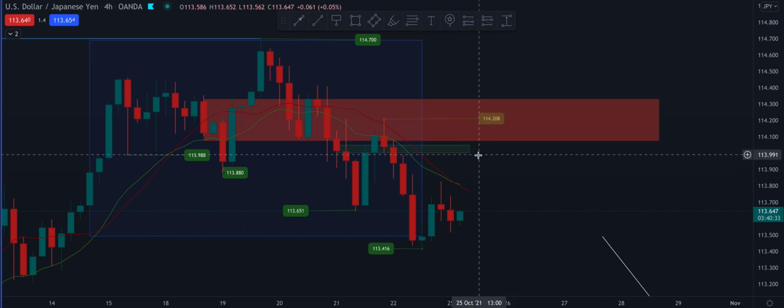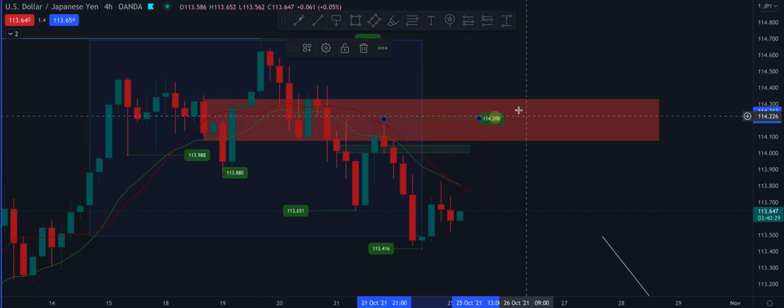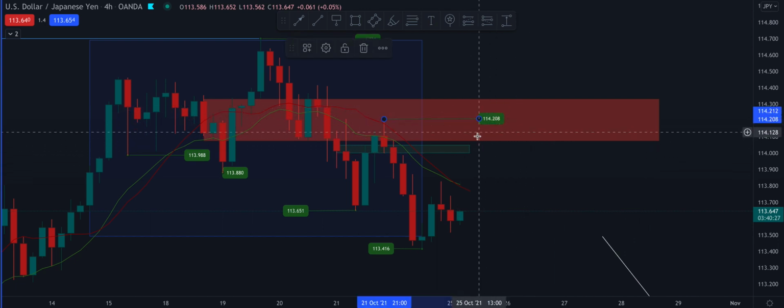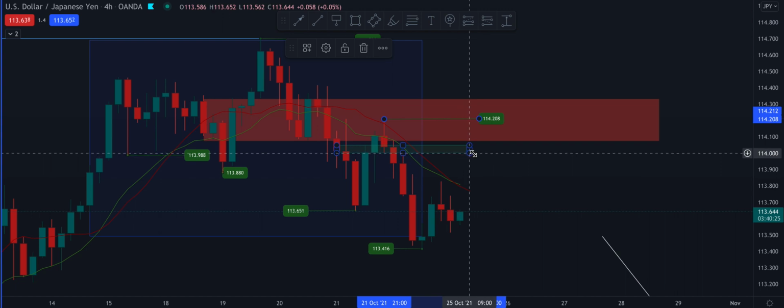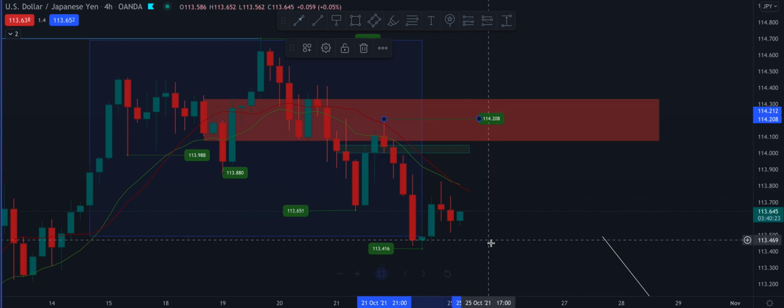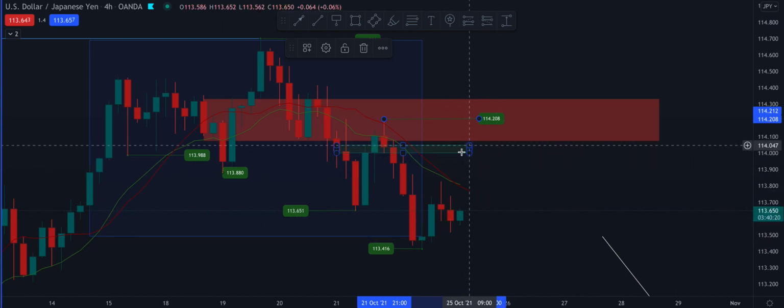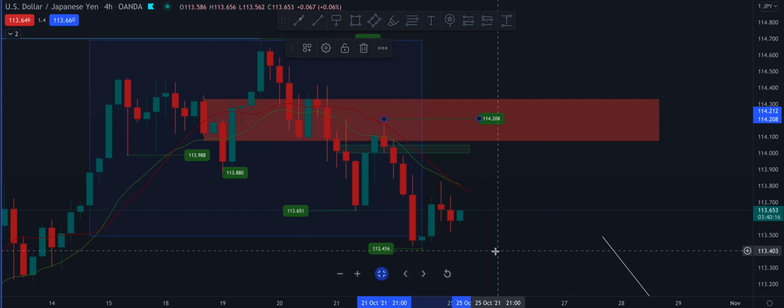So what I'm hoping is that if price can stay below 114.208, which means it has to come back into this estimation zone and prove she's ready to continue down, this is where I'm looking for my entry here, around 114s. And then I'm going to sell back down to the previous low at 113.41s. So this is how I'm looking at these three currency pairs this morning on the 4 hour.